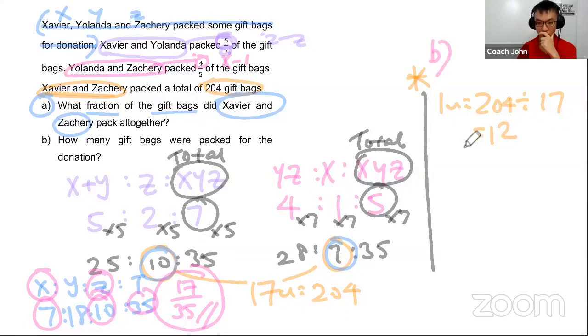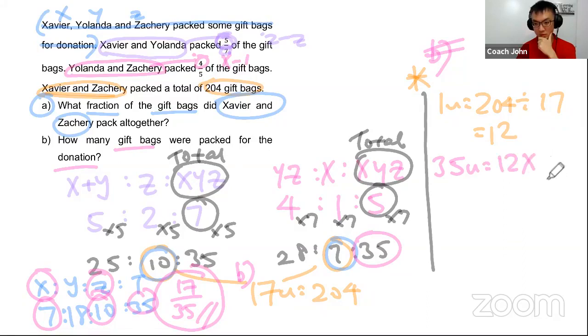So part B, you have found 1 unit. In fact, B starts off from here. How many gift bags were packed for the donation? Total is 35 units. So 35 units equals 12 times 35, which is 420. 420 gift bags, that's the answer. In this case, it's a different kind of same total that you need to be able to recognize.